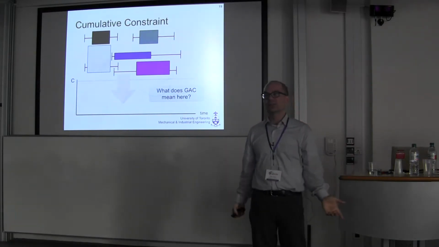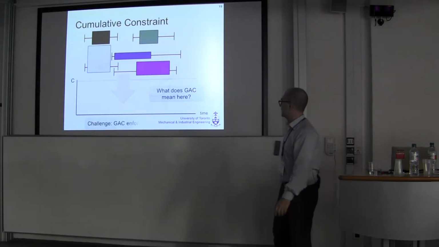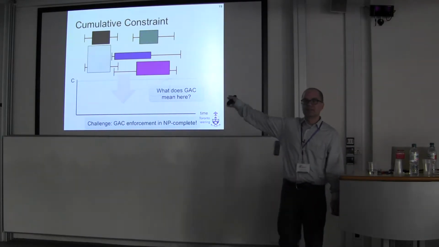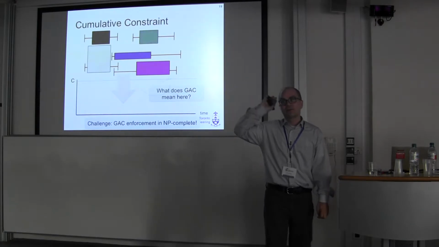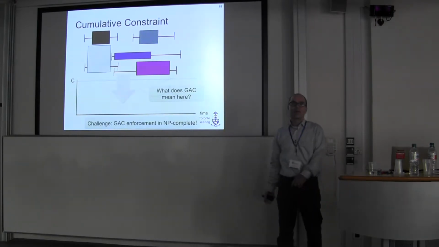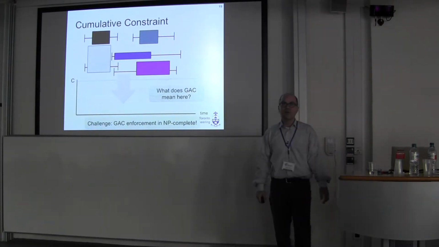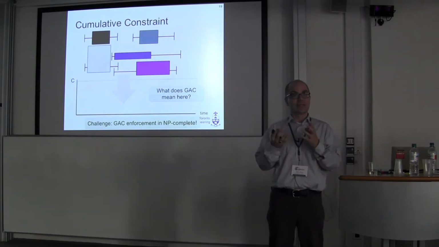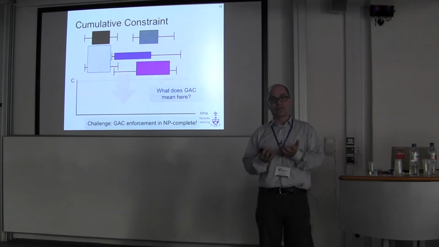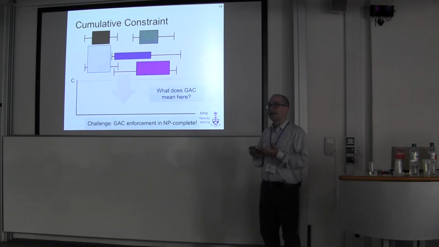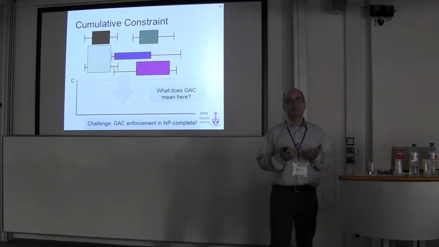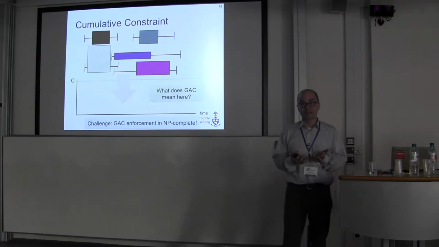Unfortunately, even if we're just looking at bounds consistency, generalized arc consistency for this constraint is NP complete. So unless we're solving a problem that's as hard as our original problem, we are not going to be able to build a propagator, an inference mechanism, that guarantees generalized arc consistency. In that case, we're going to do it anyway, but it's going to be some sort of approximation of generalized arc consistency.